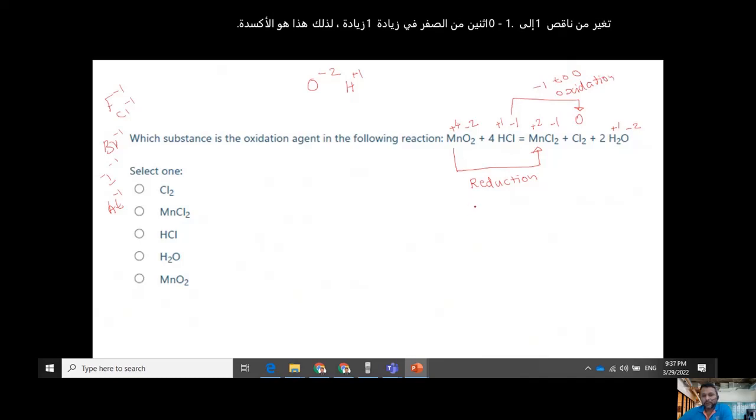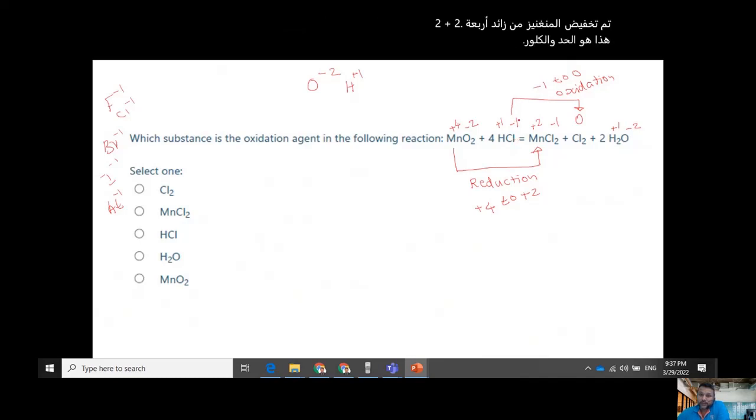Manganese got reduced from +4 to +2. That's reduction. And chlorine oxidized from -1 to 0. There's an increase here that is being decreased elsewhere. Remember, the oxidation agent or oxidizing agent is the one getting reduced.